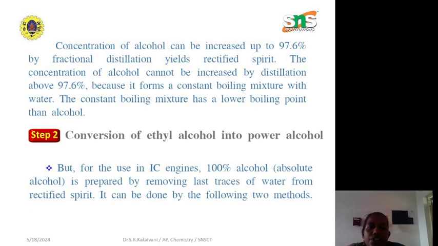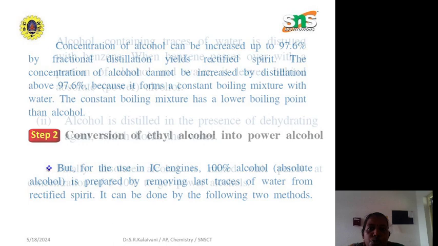The concentration of the alcohol cannot be increased by distillation above 97.6% because it forms a constant boiling mixture with water. Then second step, conversion of ethyl alcohol into power alcohol. But for use in an IC engine, 100% alcohol, absolute alcohol, is prepared by removing the last traces of water from rectified spirit. It can be done by the following two methods.